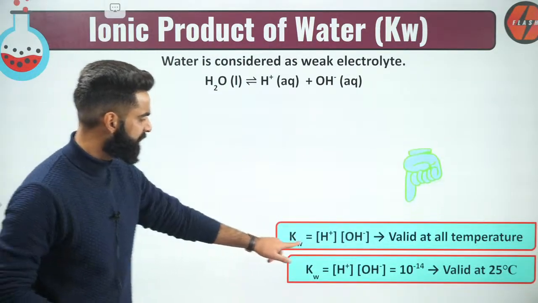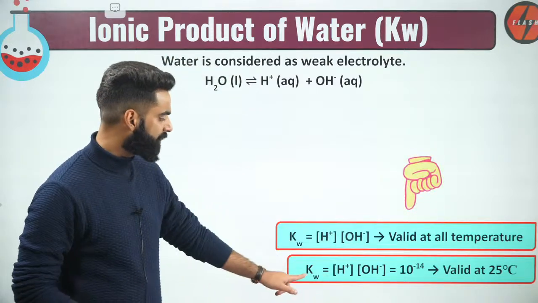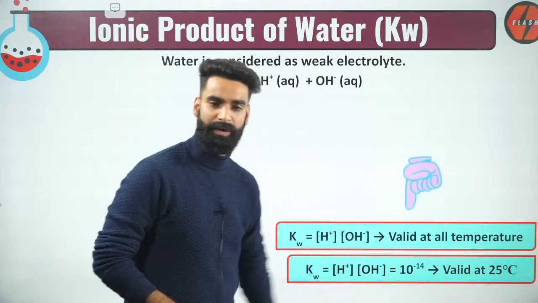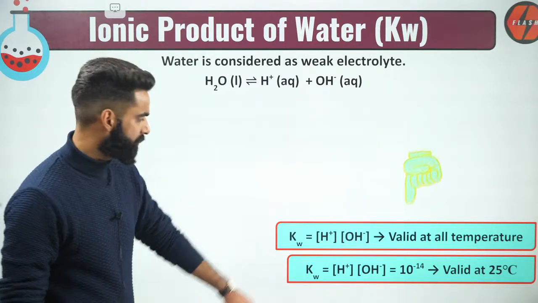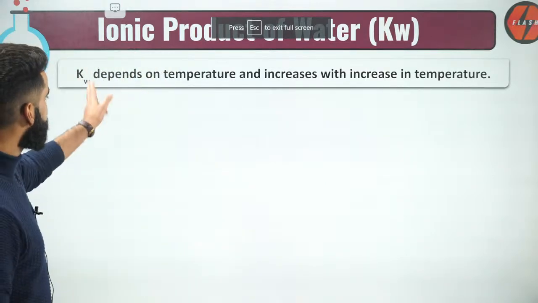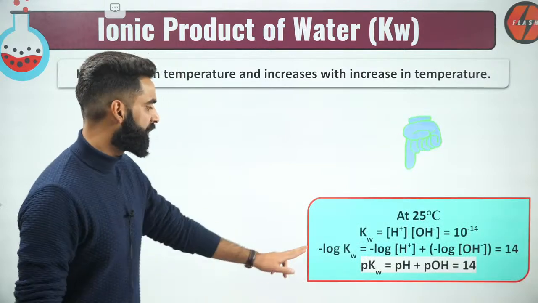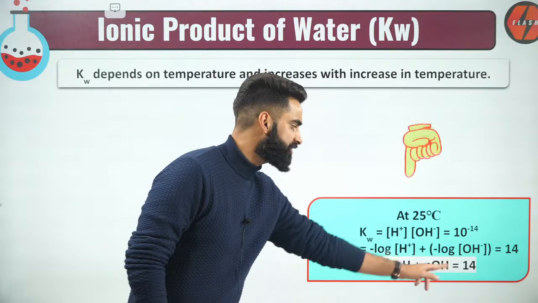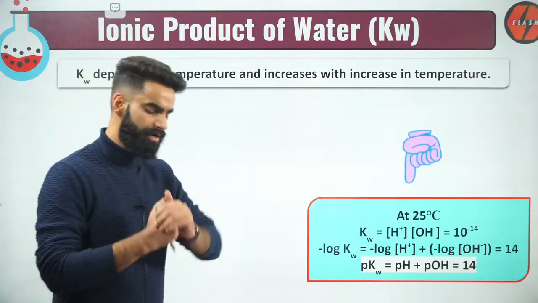I hope this is clear to everyone. Kw is equal to H positive concentration times OH negative concentration, valid at all temperatures. Then Kw is equal to concentration of H positive times concentration of OH negative, which is 10 power minus 14, valid at 25 degrees centigrade. Kw depends on temperature and increases with the increase in temperature. At 25 degrees centigrade, Kw is this much, and PKW is equal to pH plus POH is equal to 14. This is something I want you guys to remember.